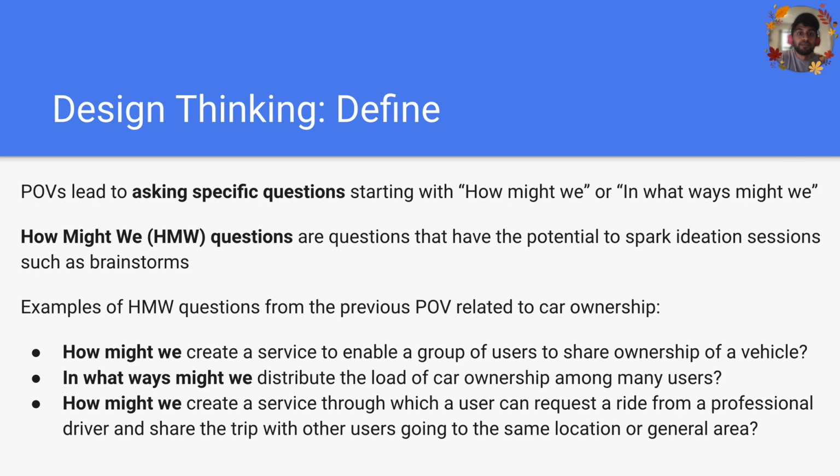So when you've defined your design challenge in a POV, you can then start using it by asking a specific question, starting with how might we, or in what ways might we. How might we questions are questions that have potential to spark ideation sessions such as brainstorms. They should be broad enough for a wide range of solutions, but narrow enough that specific solutions can be created for them. Again, how might we questions should be based on the observations you've gathered in the empathize stage of the design thinking process.